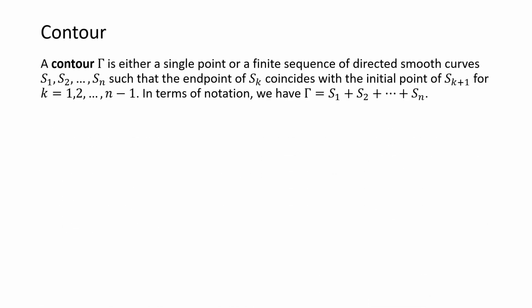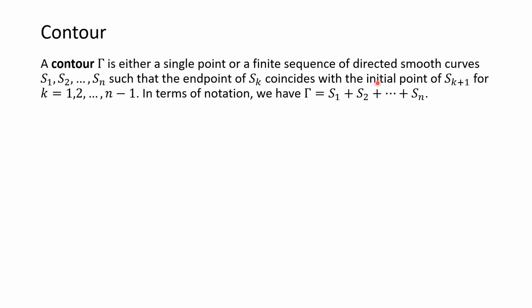Okay, we've done most of the hard work actually in defining contours. The contour is either a single point, which is kind of trivial, or a finite sequence of directed smooth curves, S1, S2, S sub n, such that the endpoints coincide. So the endpoint of S1 is the initial point of S2, the endpoint of S2 is the initial point of S3, and so on.